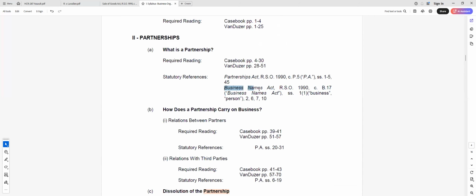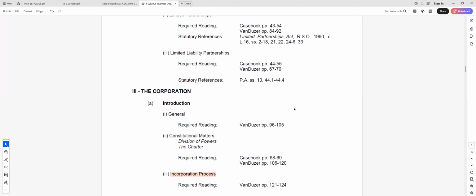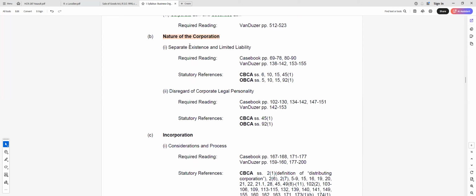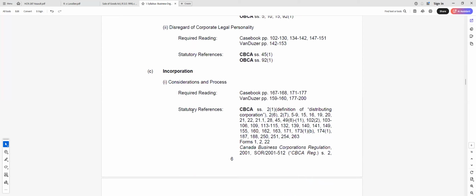Business Names Act, even for sole proprietorship also, these rules, sections 2, 6, 7 and 10, basically talk about how the name should be kept. How different or similar a business name can be, all those things they also mention. There is a Partnerships Act as well in Ontario, so that will also be applicable.